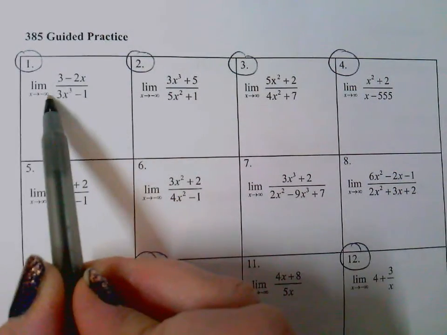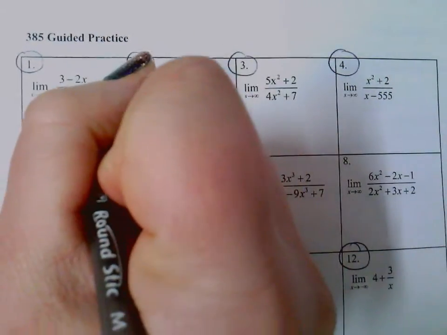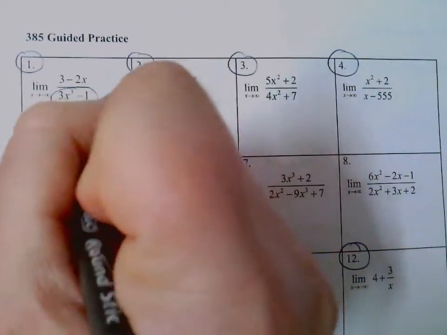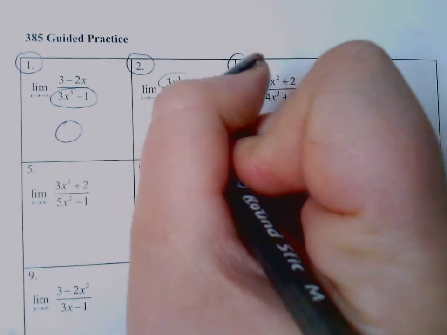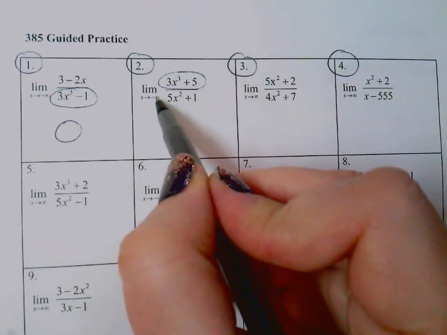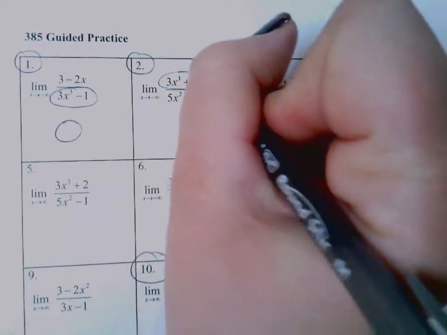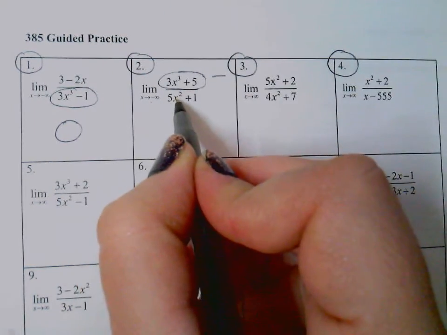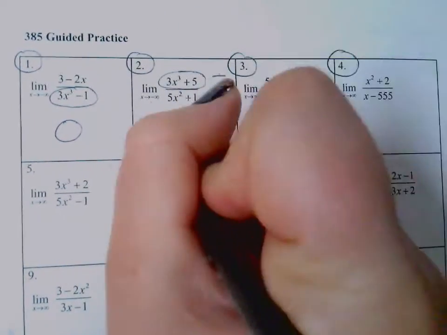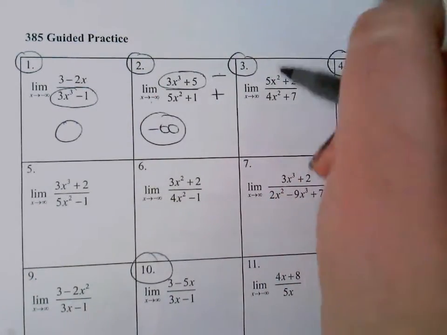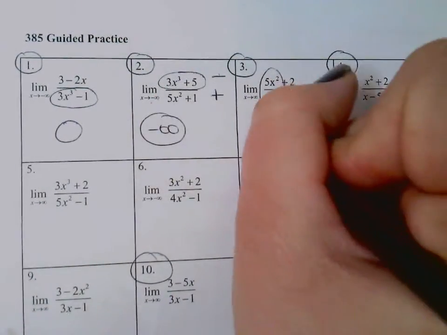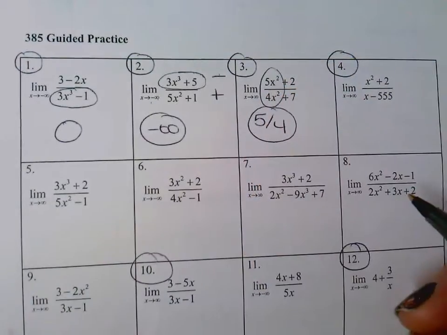Okay, so I'm plugging in a big number. The denominator wins, so the limit will approach 0. It looks like the numerator wins, x cubed. So a negative number would stay negative, and a negative number would become positive. Negative divided by positive is negative infinity. It looks like the powers are equal, so the limit will be 5/4.